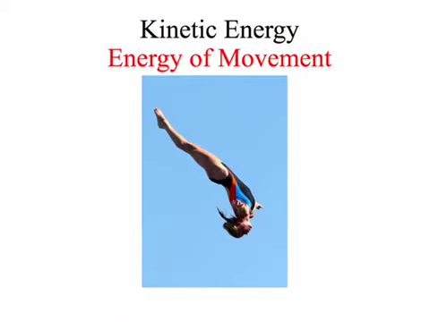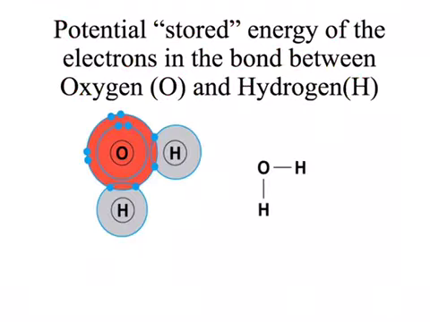Then we have kinetic energy, and this is the energy of movement. The diver has now jumped off the diving board and is freely falling, freely moving towards the pool. In regards to electrons, kinetic energy is exhibited when electrons are not bound in a bond. So let's talk about chemical bonds.